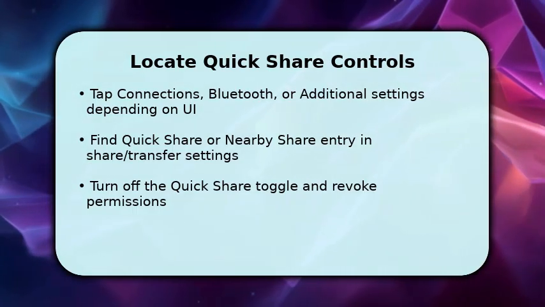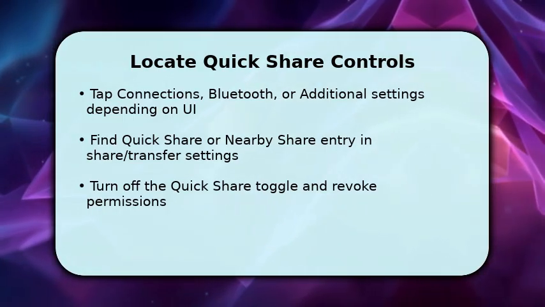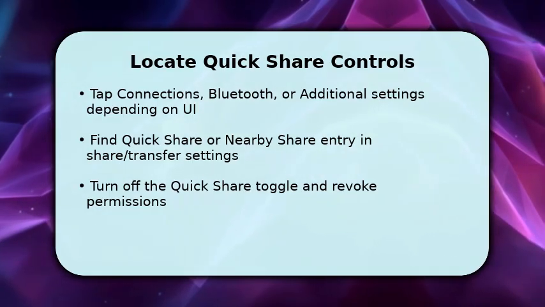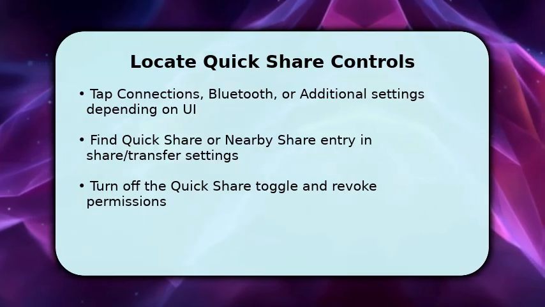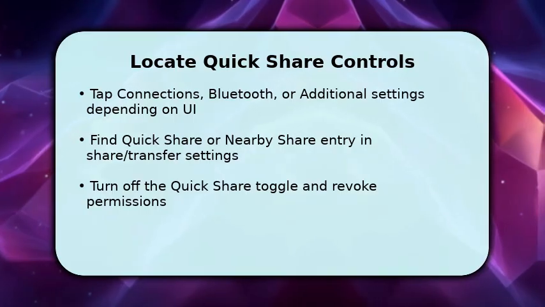Disable the main toggle and also revoke any permissions like location or contacts to stop auto-discovery. Make sure to clear cached pairing devices if listed, because leftover entries can re-enable visibility. After turning it off, restart the sharing-related services.